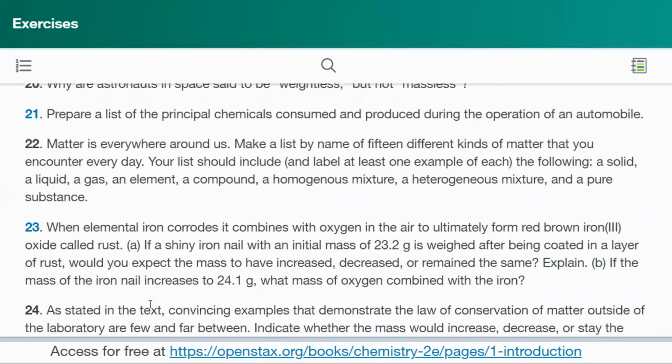Question 21. Prepare a list of principal chemicals consumed and produced during the operation of an automobile. Well, the principal chemicals consumed would be gasoline and oxygen, and the things that are produced are water and carbon dioxide. So let's look at the answer key. Gasoline, a mixture of compounds, oxygen, and to a lesser extent, nitrogen are consumed. Carbon dioxide and water are the principal products. Carbon monoxide and nitrogen oxides are produced in lesser amounts.